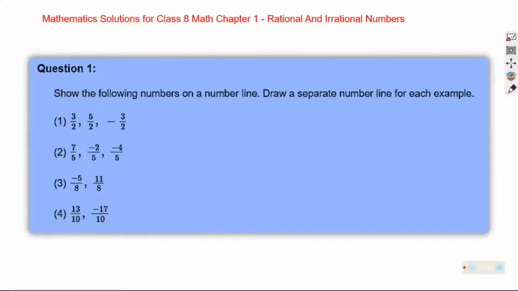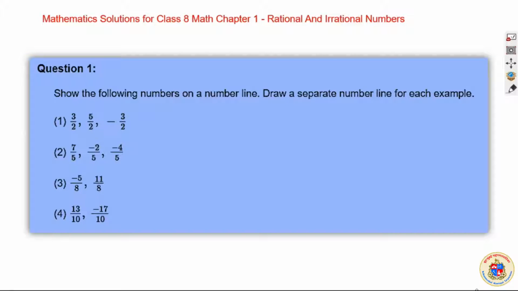Dear students, I am going to give some clue about the questions in your textbook, and this video is on solutions to the chapter number 1, rational and irrational numbers. Here the first question is to show the following numbers on number line. Draw a separate number line for each example.